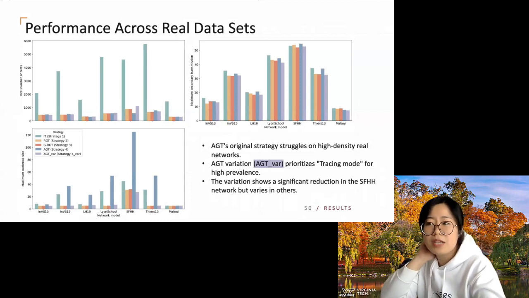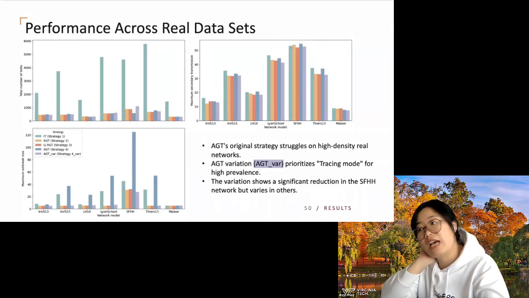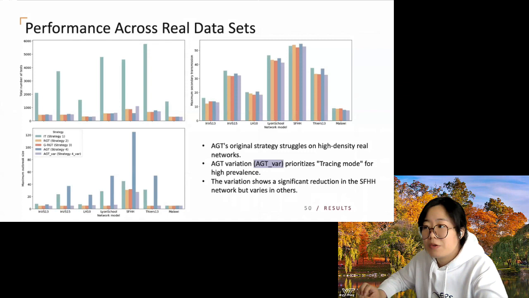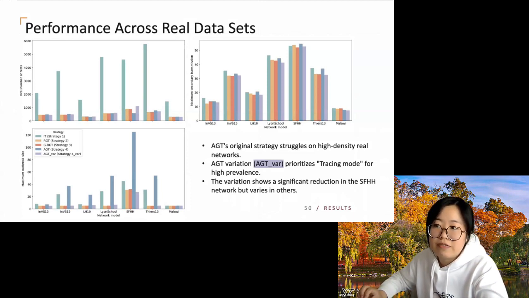As we can see, group testing strategies can save 76 to 88% of the testing resources, but the difference among different group size testing strategies is insignificant. It is worth noting that our original strategy is not effective in reducing the outbreak size on high-density real networks, but the variant for high-density networks significantly reduced the outbreak size on the SFHH, the hospital network, but does not differ much from the random method on the other datasets.